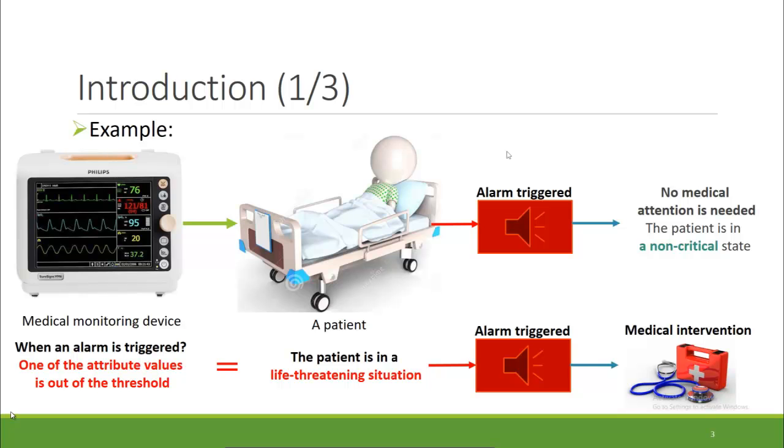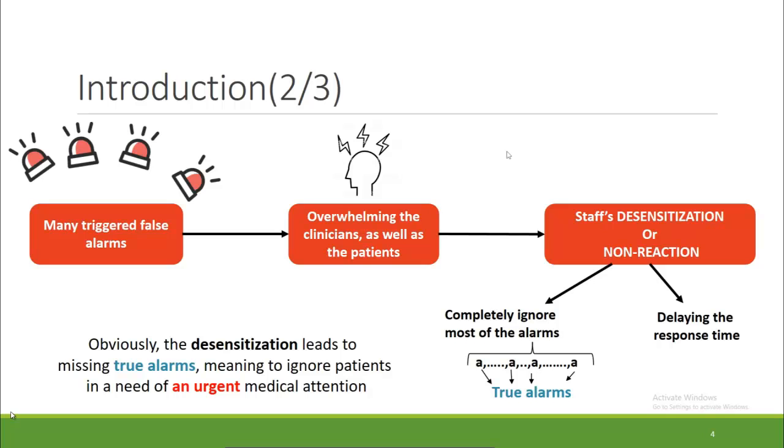And if false alarms keep getting triggered many times, it will create desensitization in the medical staff. This desensitization leads to one of this behavior's consequences, which is to completely ignore most of the alarms. And among most of these alarms, there are true alarms that must not be ignored. And if that is the case, it means we are ignoring most of the patients who are in need of urgent medical attention. That's why we are looking for a solution to reduce this high rate of false alarms.